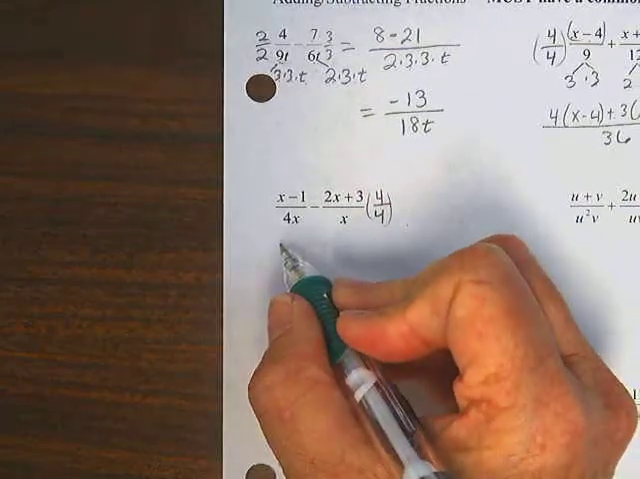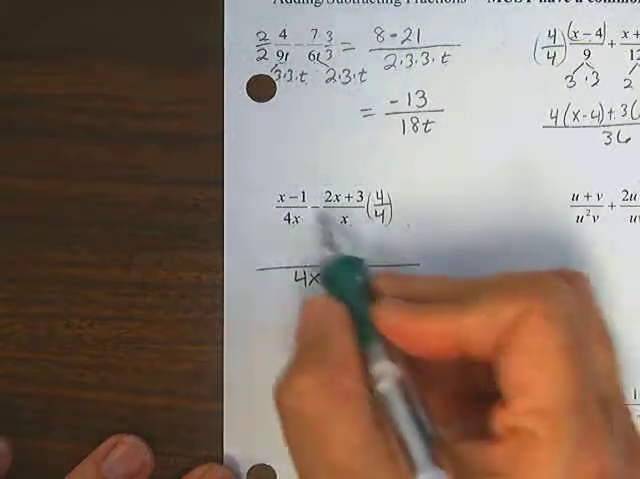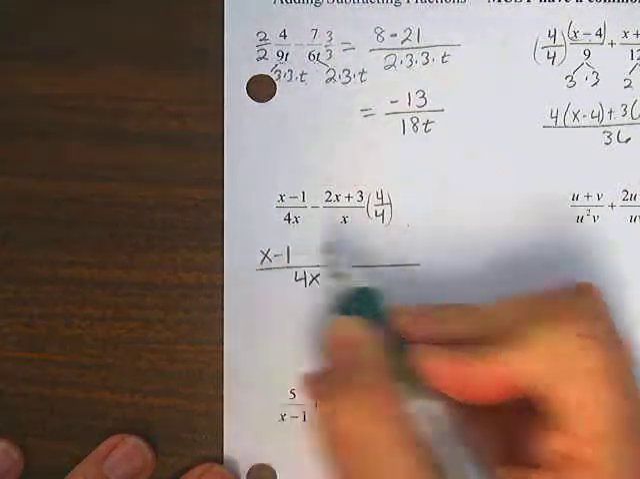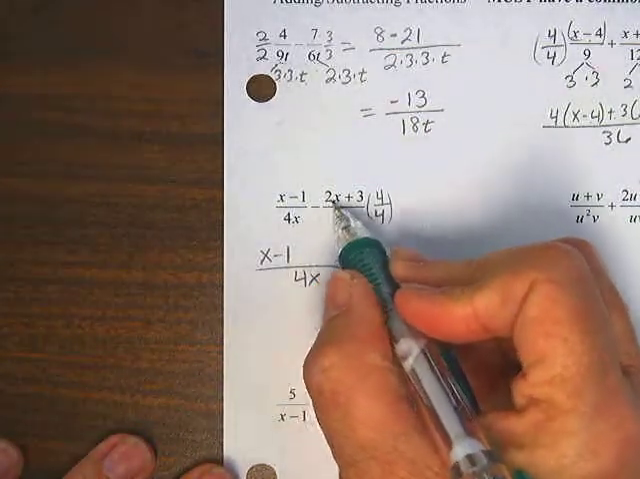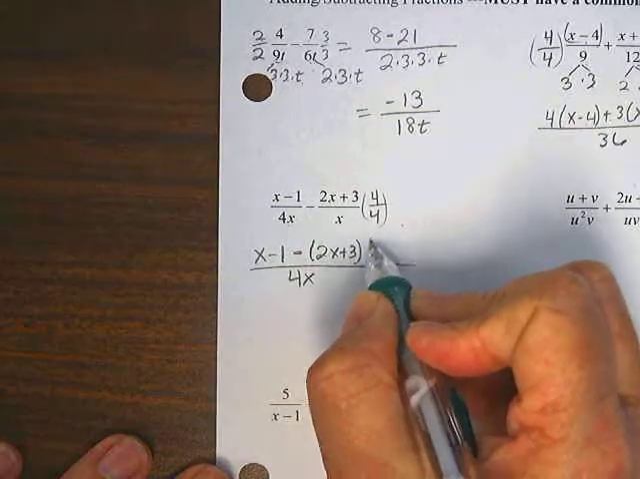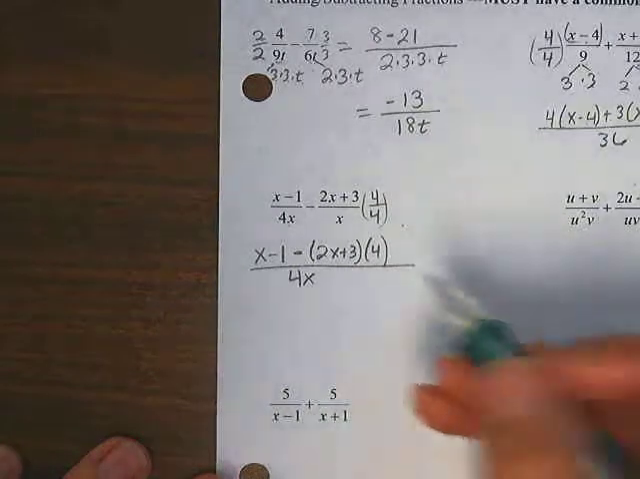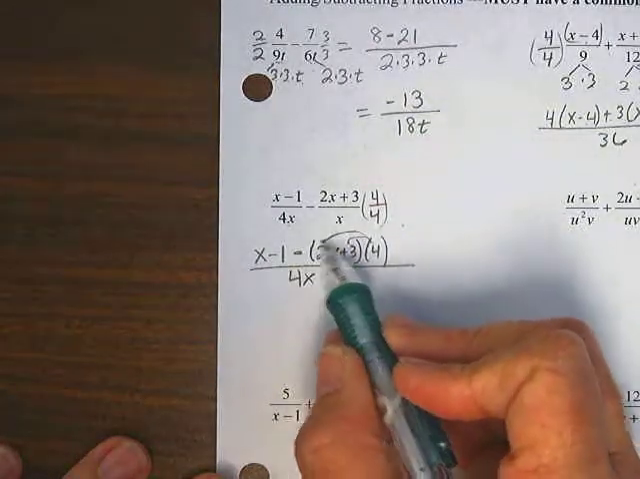At this point, we're going to rewrite it with our common denominator of 4x. The numerator from this one was not multiplied by anything, so it stays as x minus 1. And now we have minus 2x plus 3 multiplied by 4. So we've got to be very careful here. We've got to distribute the 4 and the minus sign.